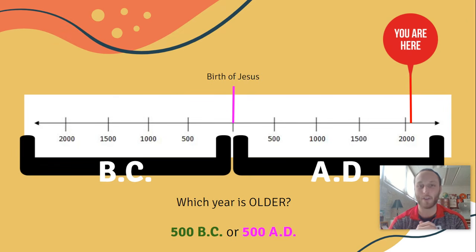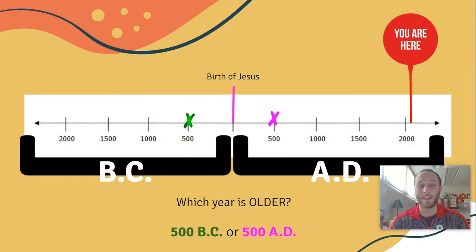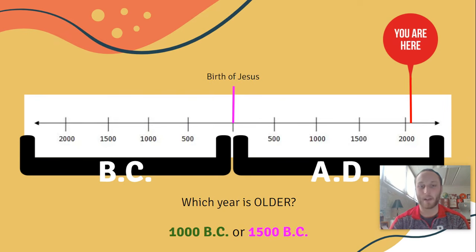Which year is older, 500 BC or 500 AD? All right, for this one, 500 BC would be on the left side of the timeline, and 500 AD would be on the right side of the timeline. So you can see that 500 BC is older than 500 AD. Next one, which year is older, 1000 BC or 1500 BC? Well, 1000 BC would be on the left side of the timeline right there, but 1500 BC is also on the left side of the timeline, but further to the left. So that means 1500 BC is older than 1000 BC.